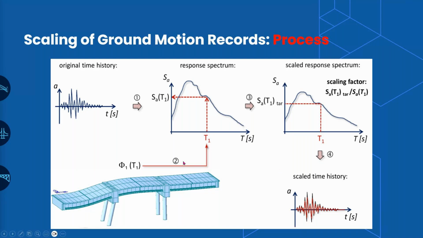Now we generate the response spectrum for that particular original time history record, and we check whether it is conforming to the target response spectrum or not. So what we do is we apply a scale factor such that SA from the target response spectrum divided by SA from the original response spectrum of the time history, and we multiply that scale factor with the original time history record to match the target response spectrum. And this time history which is generated is a scaled time history record, and these scaled time history records are now applied to the bridge structure to assess its performance.